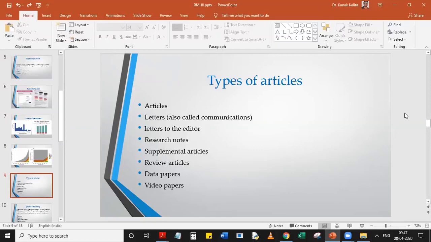And then again there is something called letters, and in some journals it is also known as communication. Communication or letters are generally regarded as the current demand, something that you are doing currently, where you have made a good breakthrough study and you want to make it available.